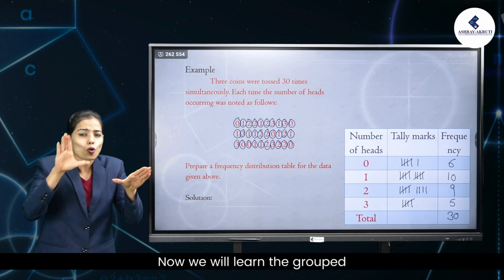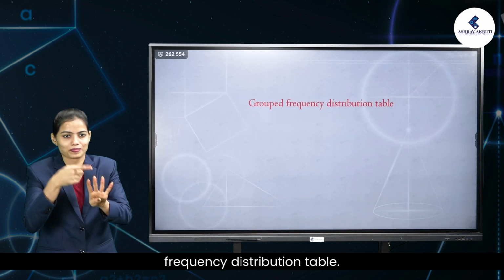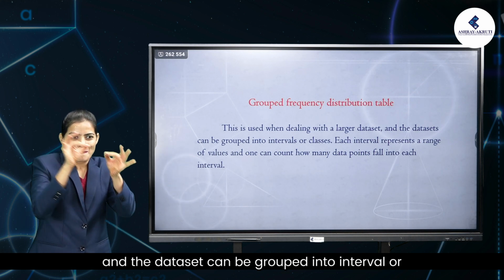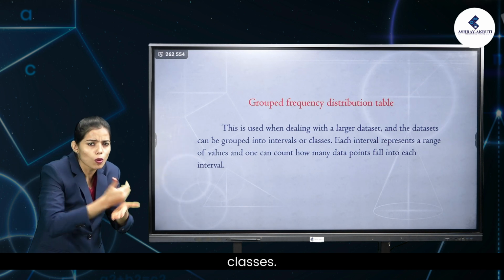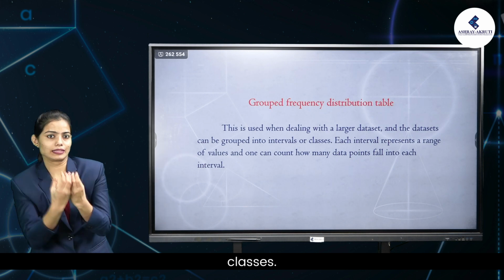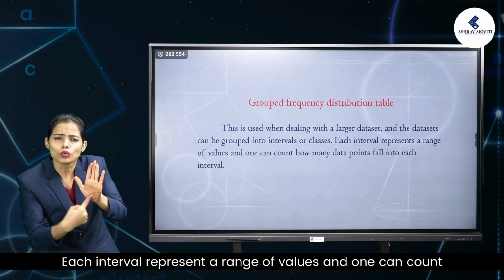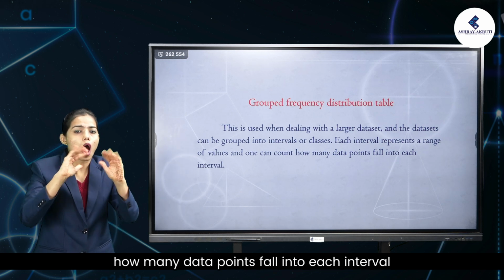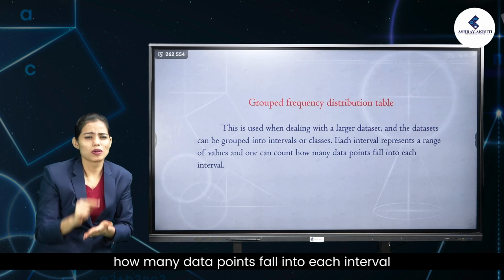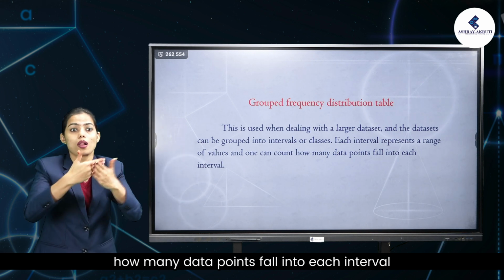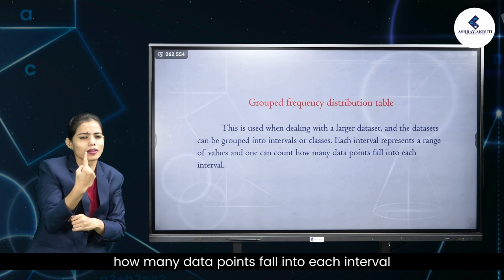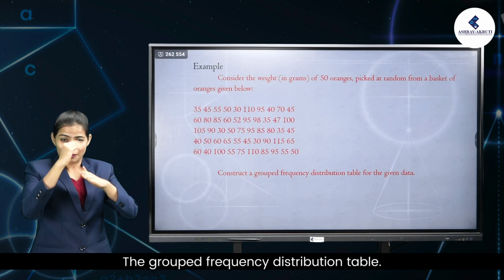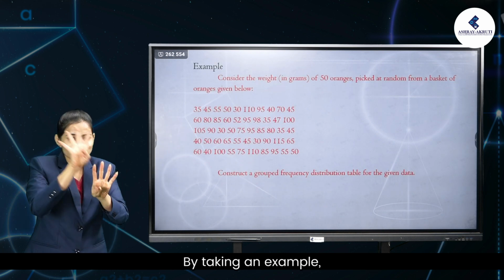Now we will learn the group frequency distribution table. This is used when dealing with a larger data set, and the data set can be grouped into intervals or classes. Each interval represents a range of values, and one can count how many data points fall into each interval. Let us see the terms which we use in building the group frequency distribution table by taking an example.